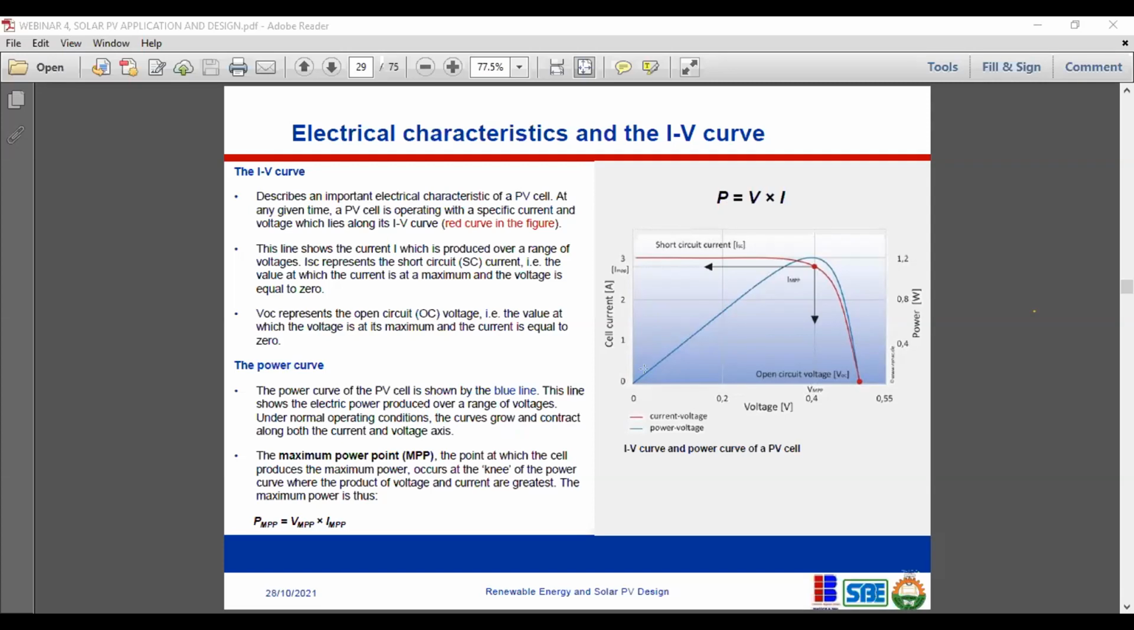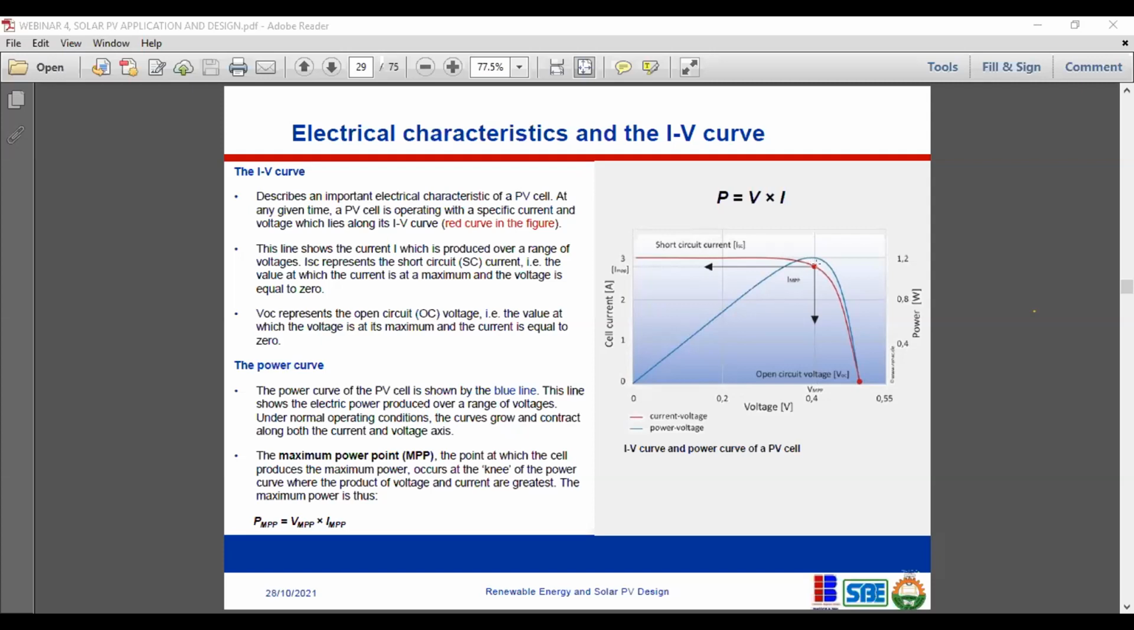So now the maximum power on this blue line. We have to look at the maximum value of this blue line. The maximum value is here, at the knee. This is where you have the maximum power. So we trace down to the point where it meets this red line. This is the point where the combination of voltage and current will give us the maximum power.